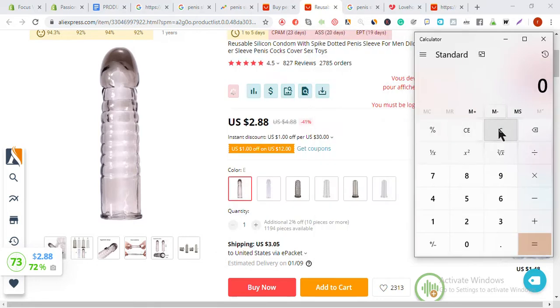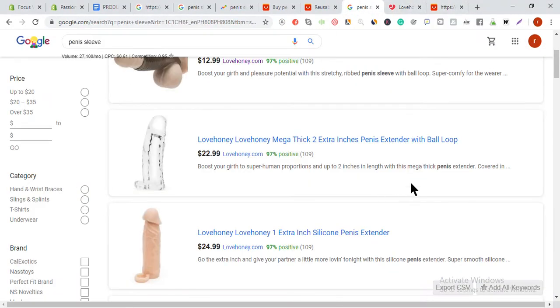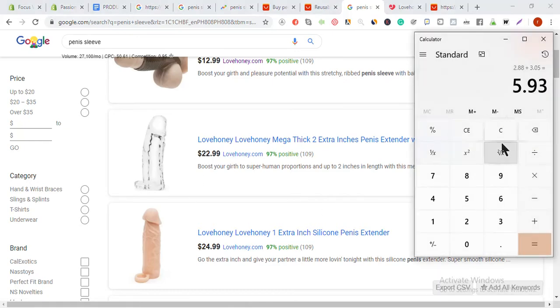what's the total. So, 2.88 plus 3.05. That's 5.93. Let's go back to our competitor. Yeah, that includes shipping already. So they're selling it for $22.99. Wow. 22.99 less 5.93. So they're getting 17.06. That's their profit. Well, not including the CPC if they're going to do the ads and everything. But I think this is a good profit in a way.